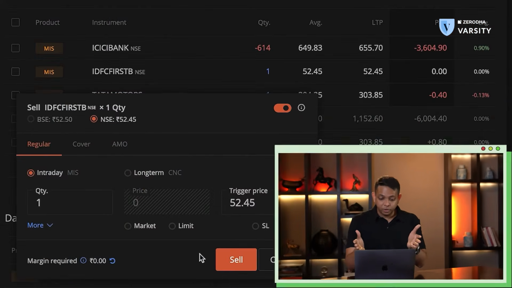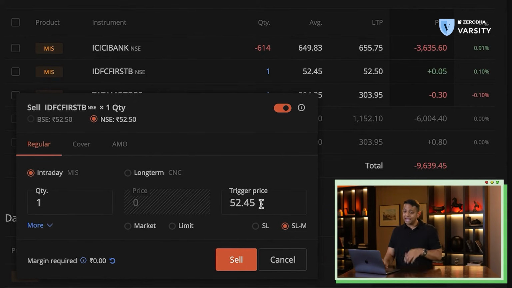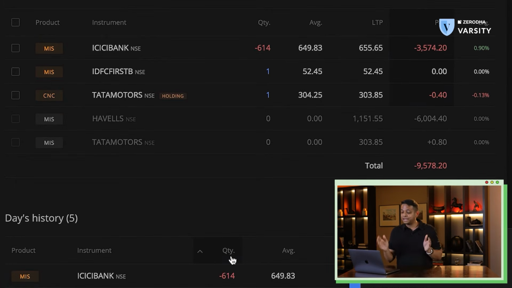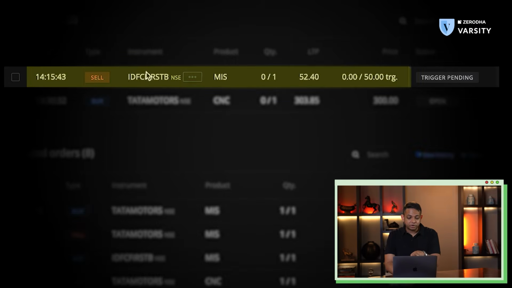So I have a sell window opened here with one quantity on an existing long position. I selected SLM. And that price level that I have to specify is called the trigger price. So let's see, this is where the market is right now. Let me place a lower number for the trigger price and click on the sell button to place the stop loss order. That's all it is. The stop loss has now been placed and I can see it in the order window right here.